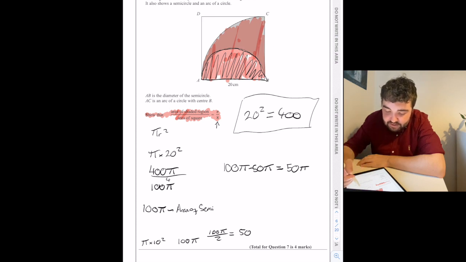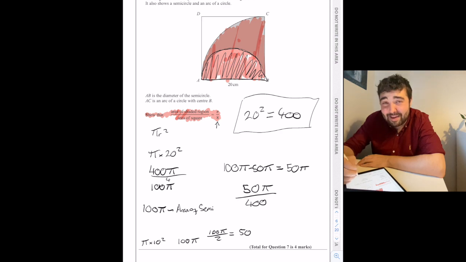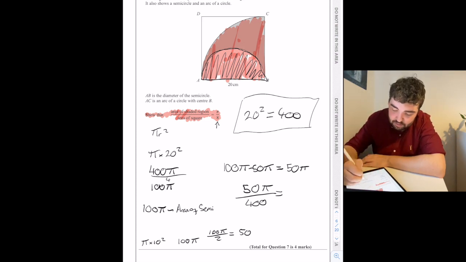So, area of shaded region divided by area of square. So, 50 pi divided by 400. Oh my God. It's all coming together. 50 divided by 400. Well, let's take out a 0 on each one. Boom, boom, divide by 10. And then let's divide by 5. Let's get rid of that 5. And then do 40 divided by 5. And that's 8. And like magic, let's neaten that up a little bit.